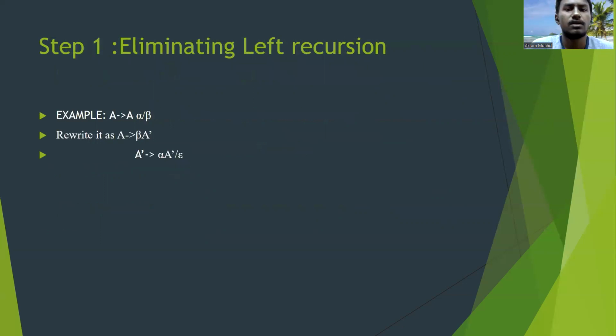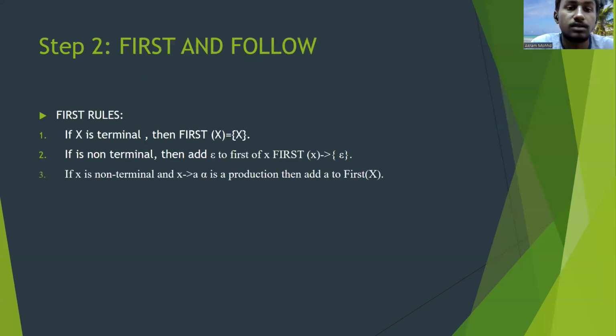Step 1: Eliminate left recursion. Before we construct the table, we rewrite the given grammar. For example, A goes to A alpha slash beta is rewritten as A goes to beta A dash, and A dash goes to alpha A dash slash epsilon. The second step is to construct the first and the follow.